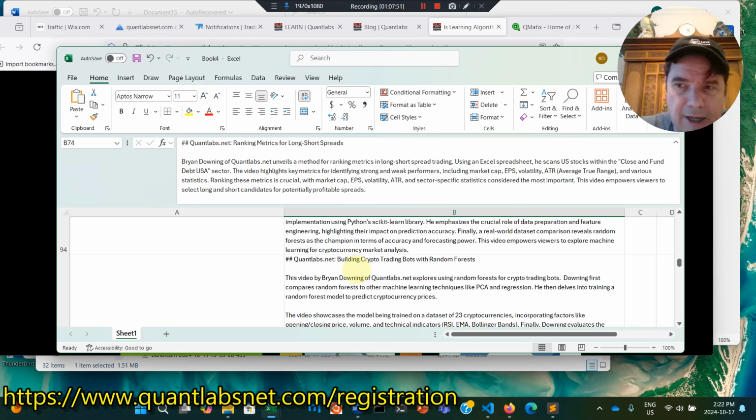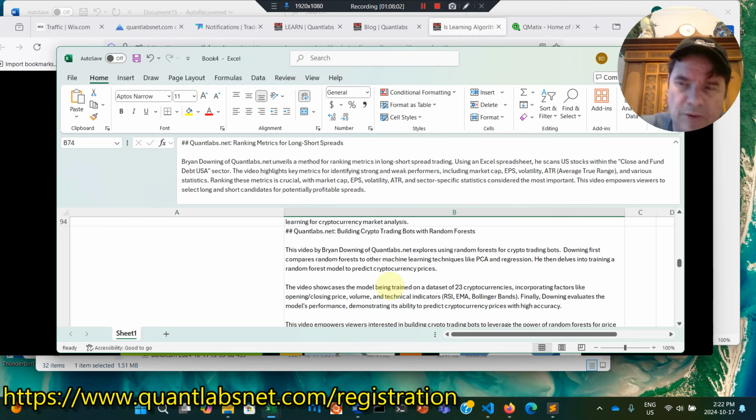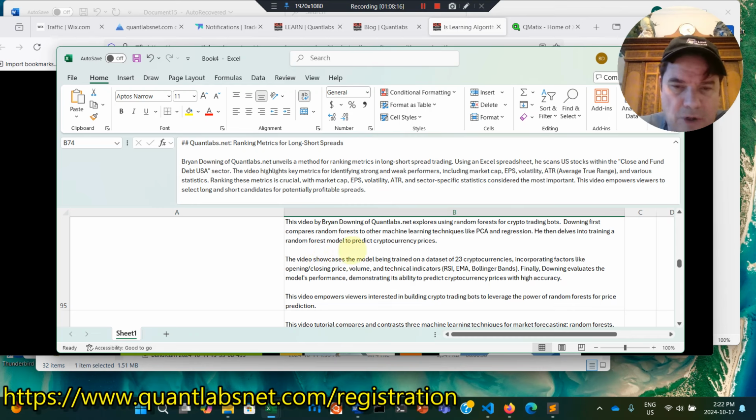So again, then we focus on crypto trading bots with random forest. Again, there, as I said, there is no source code provided. These are just techniques from within the video themselves. We explore random forest for crypto trading bots. Compare random forest to other machine learning techniques like PCA and regression. Delve into training and random forest modeling to predict the crypto trading prices.